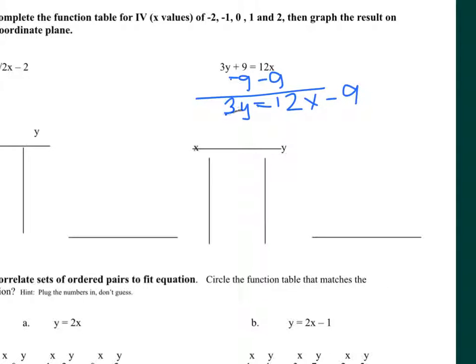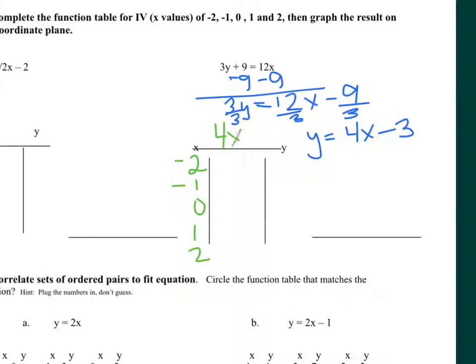The next thing we would do is divide everything by 3 to get rid of the 3 next to the y. So that's going to leave us with y equals 4x minus 3. So we have a positive slope because our coefficient of x is 4. So we know we're going to have a line that's sloping up to the right side or going up through quadrant 1. Let's go ahead and fill in our values of x. We have negative 2, negative 1, 0, 1, and 2. Our function is 4x minus 3, and we want to go ahead and solve for y.